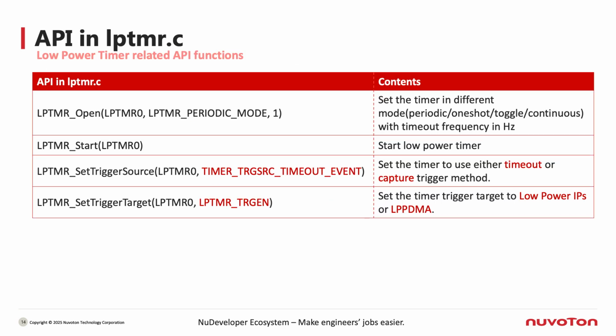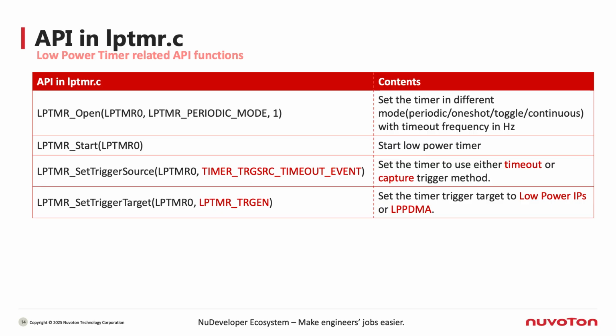Here are some commonly used APIs for the low power timer, which we've already covered in terms of their functionality. Low Power Timer Open is used to initialize the timer and set its counting mode and frequency. Low Power Timer Start controls the timer to begin counting. Low Power Timer Set Trigger Source and Low Power Timer Set Trigger Target are used to configure the auto operation mode.